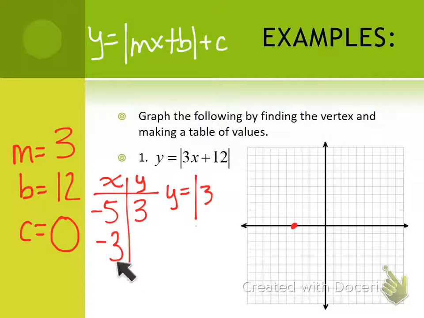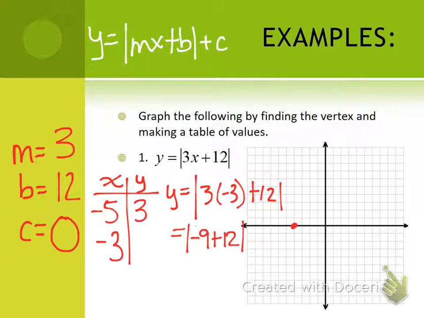Next, we're going to plug -3 in to our x. Plus 12, not 15. Oop, you're right. Thank you. Okay. 3 times -3 is -9, plus 12 is +3. The absolute value of 3 is 3.